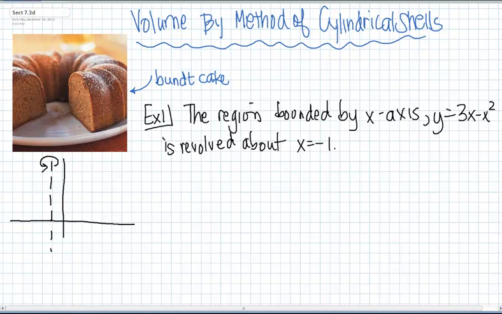And the curve y equals 3x minus x squared is going to be a parabola that opens down with x-intercepts of what? 0 and 3. So at 0 and 3, we are going to have a parabola that opens down. This is not going to be drawn perfectly to scale, but we're going to take this piece and revolve it around and spin that around. And I hope you can see that it's going to create our bundt cake, just like above.